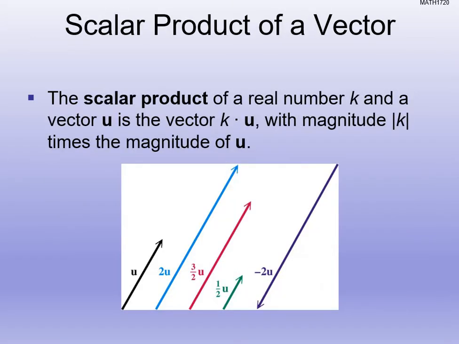Okay, so a scalar is just a multiplier. We can take a number k, which represents a number, and a vector u, and we can just multiply. So we're multiplying the magnitude by some sort of scale. If we look down below, we have vector u, and then the vector 2u, which is twice as long as u. We have the vector 3/2 u, it's 3/2 times u. We have the vector 1/2 u, and so on and so forth. We should just know that a scalar is just a multiplier to the magnitude of that vector.